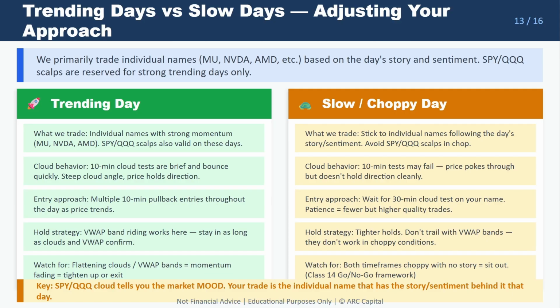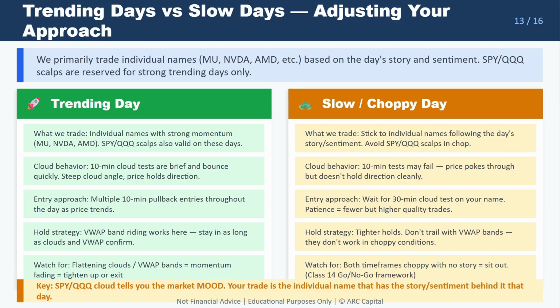All right, so for the hold strategy, the VWAP band riding works here. Stay in as long as the clouds and VWAP confirm, right? So as long as both of your indicators are pointing in the same direction, trending upwards, holding, let's say the clouds are starting to move from the middle VWAP to the top one, continue to hold. Facts. All right. What do we watch for? We watch for flattening clouds and VWAP bands. This equals momentum fading.